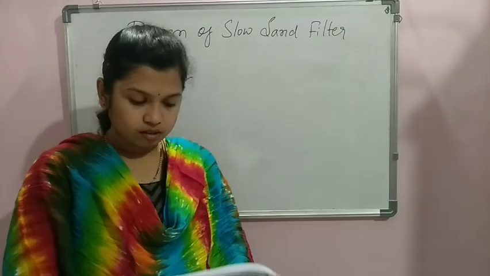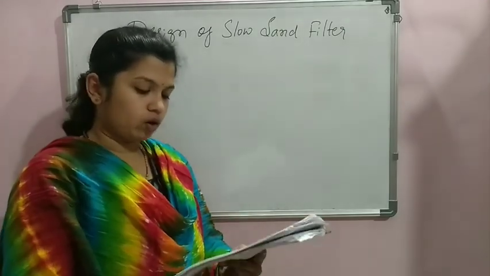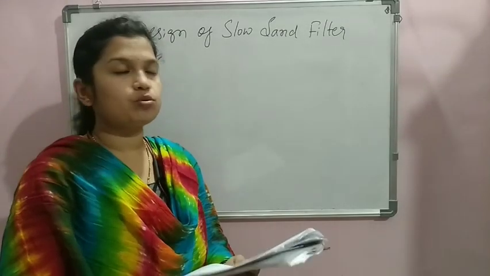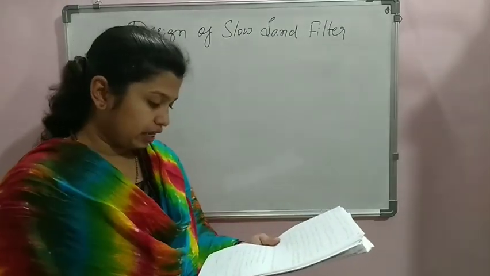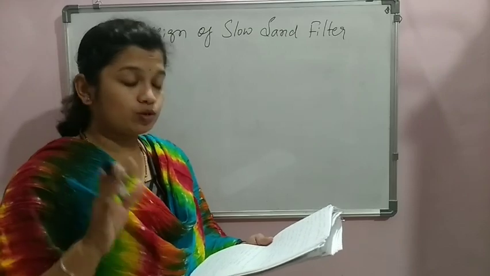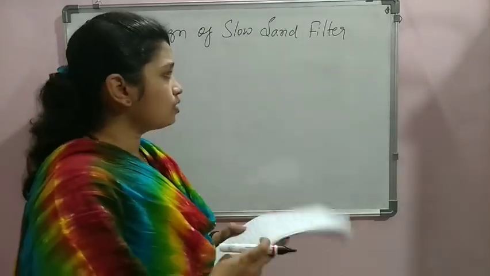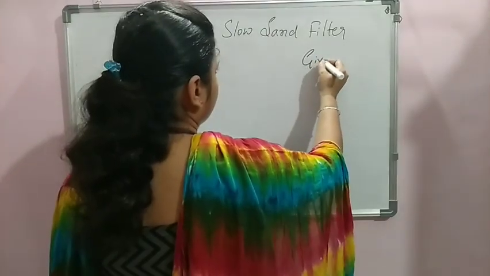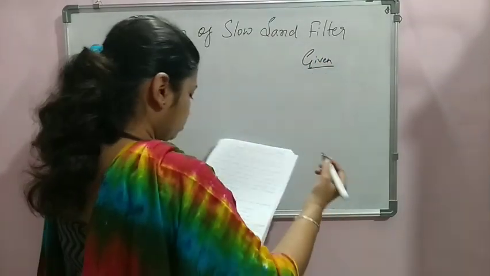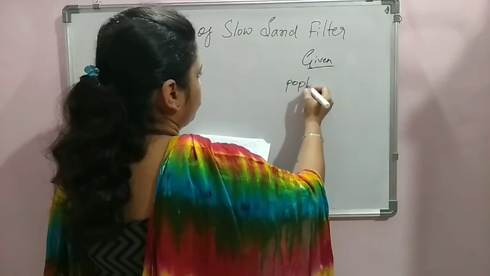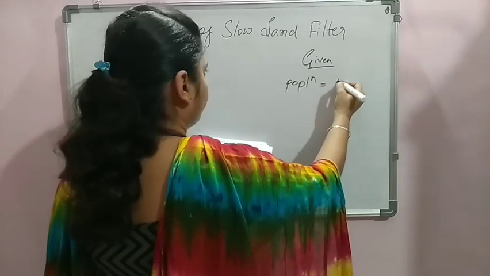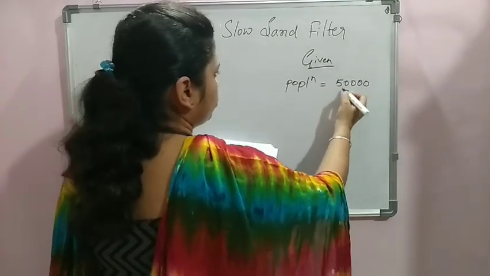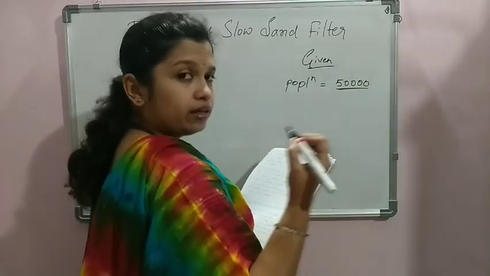The question is like this, and many data are already available in the question. By making use of this data, we have to calculate or design the 6 slow sand filters. Let us just note down the given data on a side. First, they have given population. So population they have given as 50,000. So for this much of population we need to design the filter.